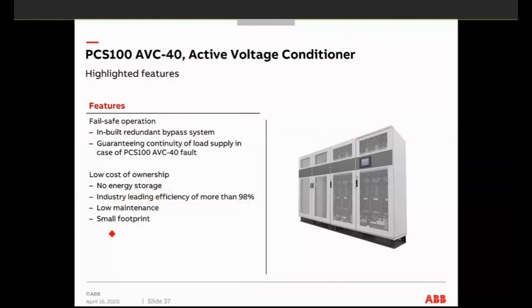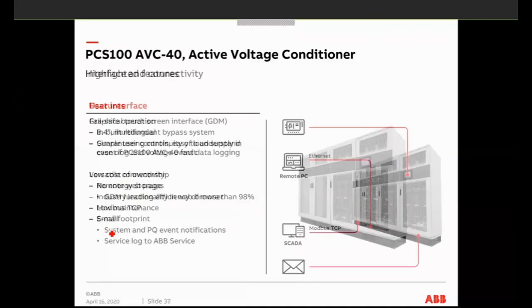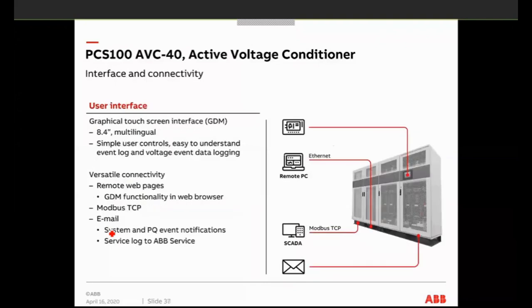Okay, so for the interface and connectivity, right? So we have a built-in GDM. We call it GDM. This is an 8.4 multilingual HMI here. So in here, the GDM can actually log events, right? Events can be connected into your remote PC or into your SCADA or BMS, or can actually send you an email of all those events.